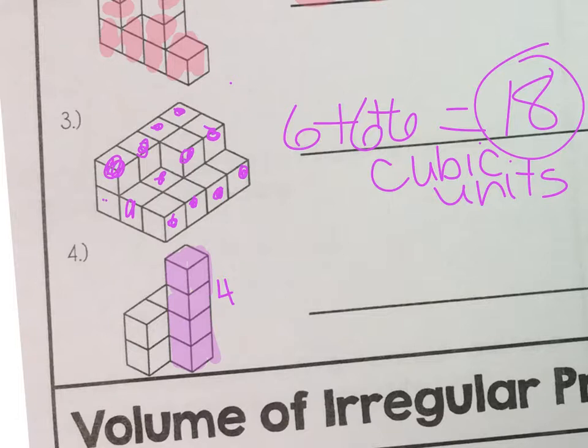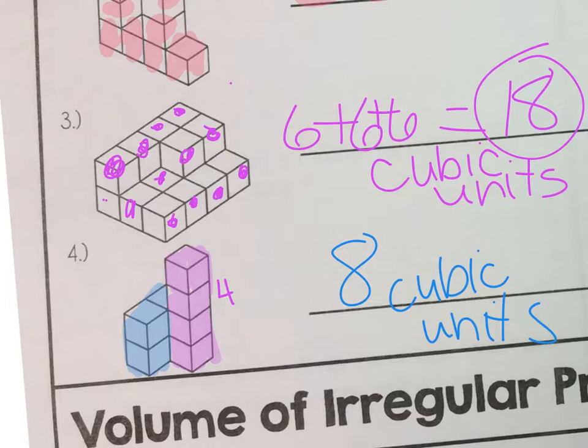So we have, let's look right here. We know we've got 1, 2 here. So if I've got 2 here, how many do I know is back here? 2. The reason it's not 4 is it's not as tall, but all together, it's 4. So what's 4 plus 4? 8. Who got 8? Raise your hand. Y'all are so smart. Awesome, awesome sauce. Okay, 8 cubic units.